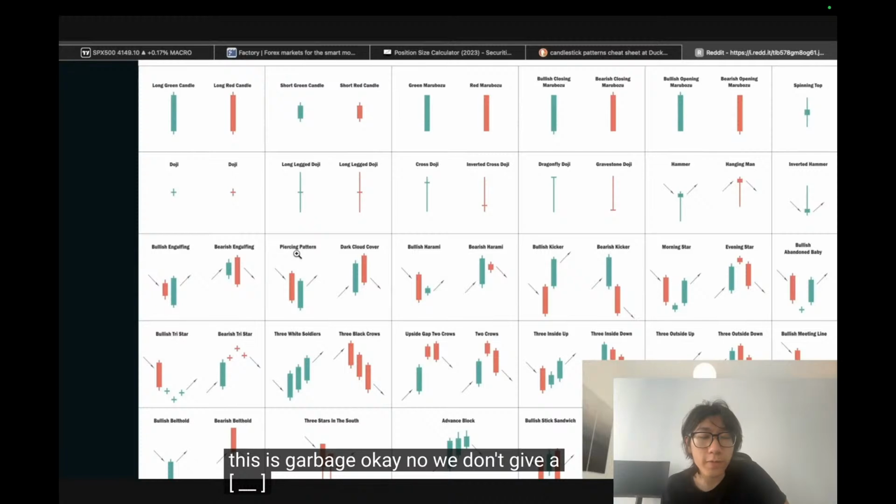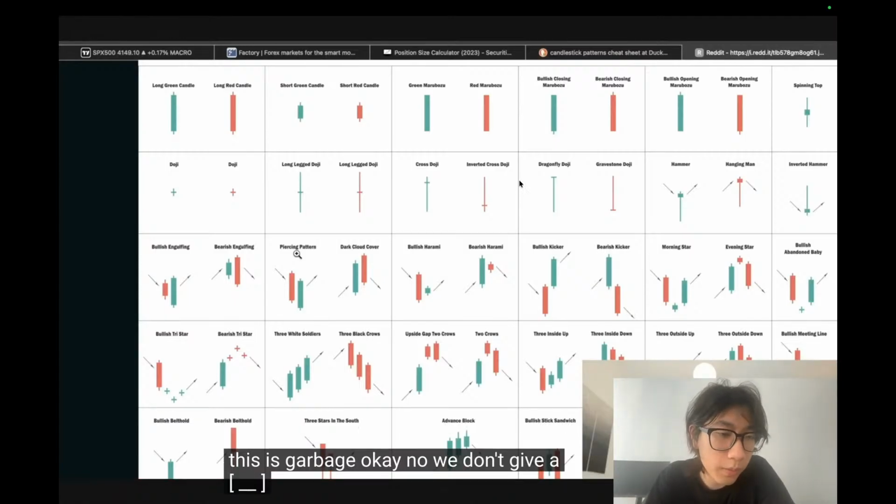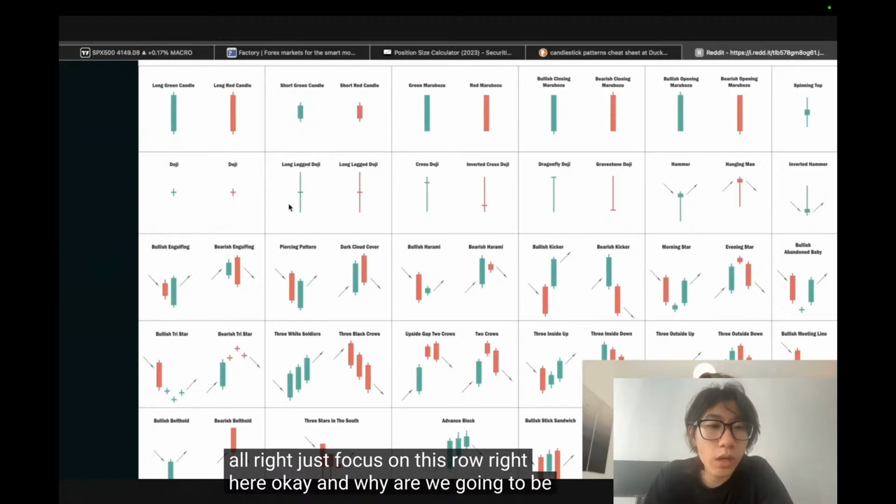And in his point of view, he thought everything right here is bullshit. Okay, let's hear what his point about this row was. I thought it's important, and why? Why is it important? What's different between them? All right, just focus on this row right here, okay? And why are we going to be talking about this?